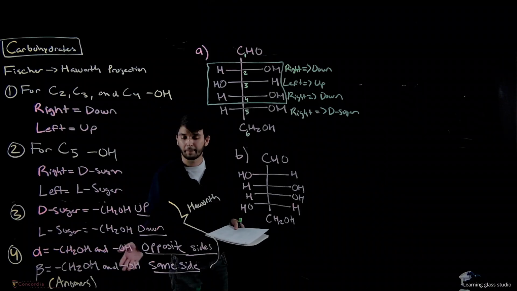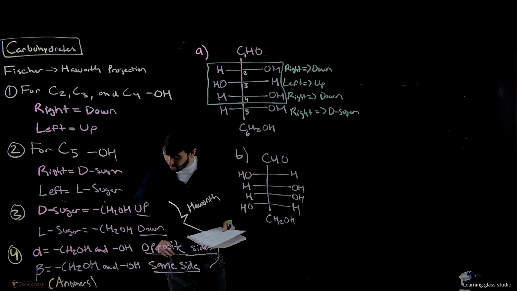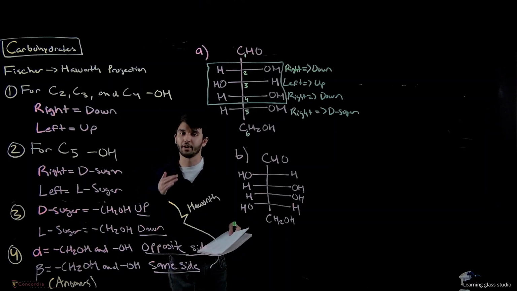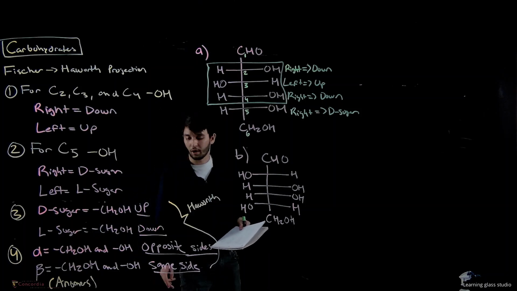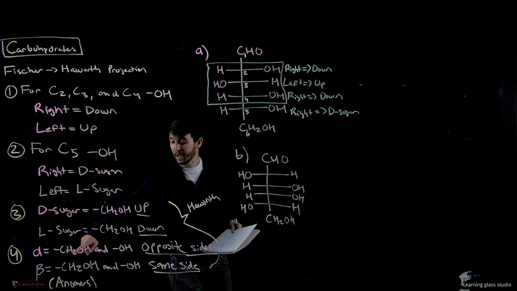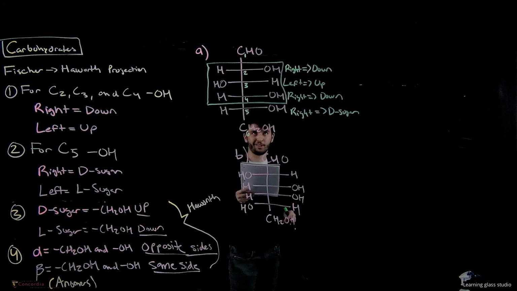And then we also have to think about the anomers, which are alpha and beta. Anomers are the same exact sugar, but they only differ in the stereochemistry of the OH at carbon 1. The alpha anomer is when the CH2OH and the OH on carbon 1 are on opposite sides. And the beta anomer is when the CH2OH and the OH are on the same side. So we are going to draw this one, and then we're also going to name it.